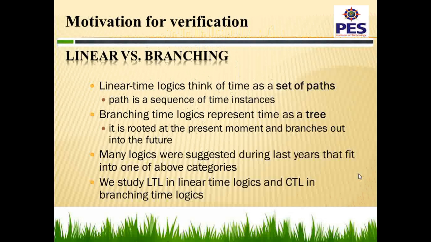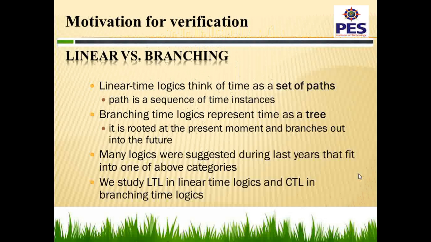Linear versus branching. Linear time logic thinks of time as a set of paths: linear time, one after the other. Every second, in units or minutes, forms the path, and the entire set of paths is the time logic. A path is a sequence of time instances, either in seconds or in minutes, decided by the developer or the person verifying the system.